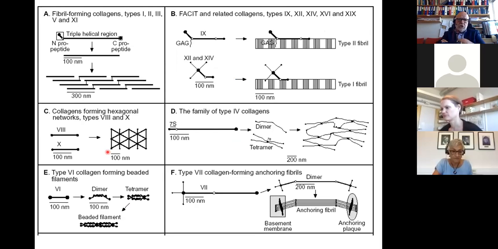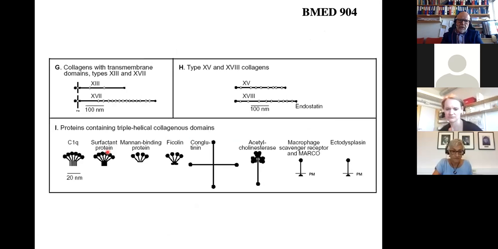This is a slide showing the other types or subtypes of collagen. We will not have time to go through these. In this slide, we can see some other proteins that have a collagenous domain, but they're not called a collagen, usually because they're part of the blood and they're not structural proteins in the extracellular matrix. So they don't fulfill all the criteria to be a collagen.